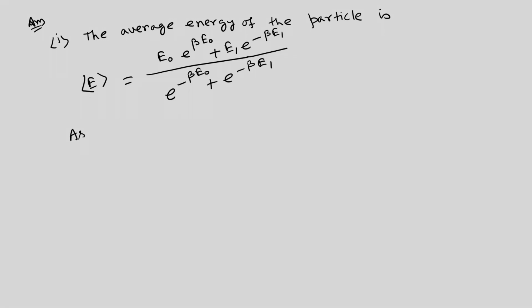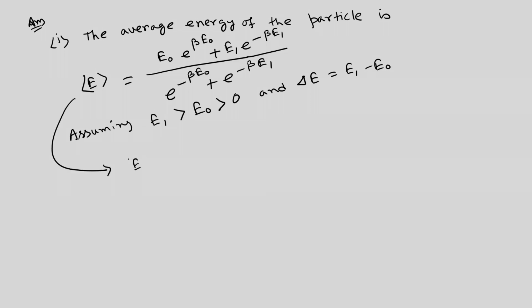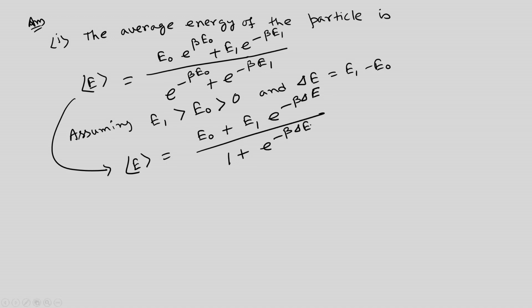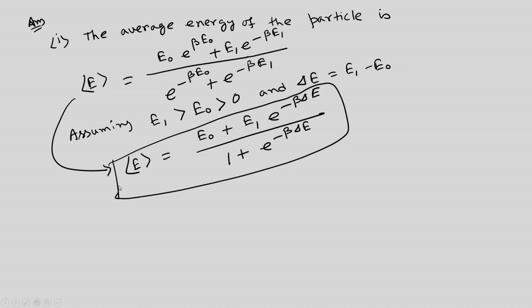Now, assuming both E1 is greater than E0 and E0 is greater than 0, and delta E is E1 minus E0. Delta E is the difference between the two energy levels. So, you can write average energy E is E0 plus E1 e to the minus beta delta E divided by 1 plus e to the minus beta delta E. So, this is the expression for average energy, very easy.